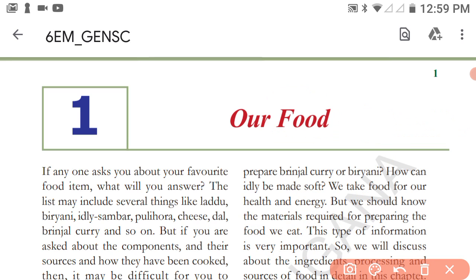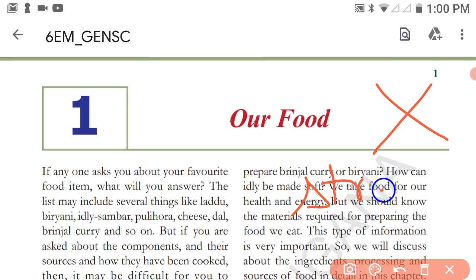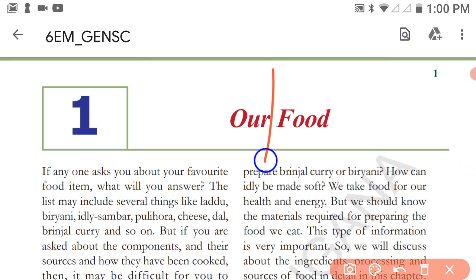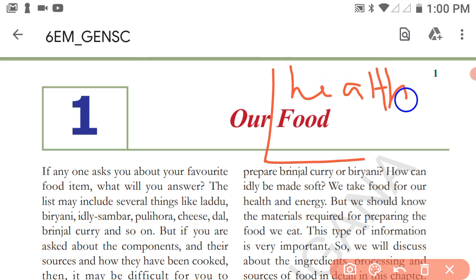Right? Without energy, can't we do our daily activities? No. Why? Because energy gives us the strength to do our work and daily activities. So, without energy, we can't do our work. You might have heard your parents and elders telling you to eat healthy food.